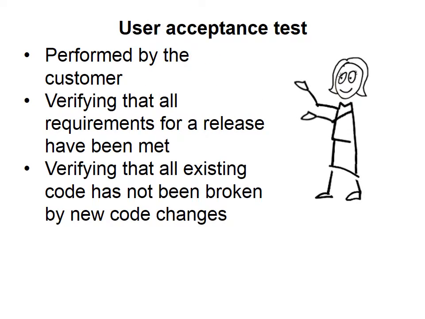User acceptance test is executed by the customer or contractors hired by the customer for that purpose. Like functional test, it is a verification that all requirements for a release have been met. Like regression test, it is a verification that all existing functionality works with the new code changes for a release. It is performed in a dedicated UAT environment.